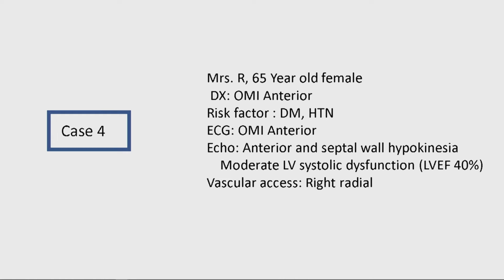A 65-year-old female, old anterior MI. She had diabetes, hypertension. She had old anterior MI. Echo shows anteroseptal hypokinesia, LVEF 40%. We did coronary angiogram through the right radial route. Look at this road. This is a very beautiful road.